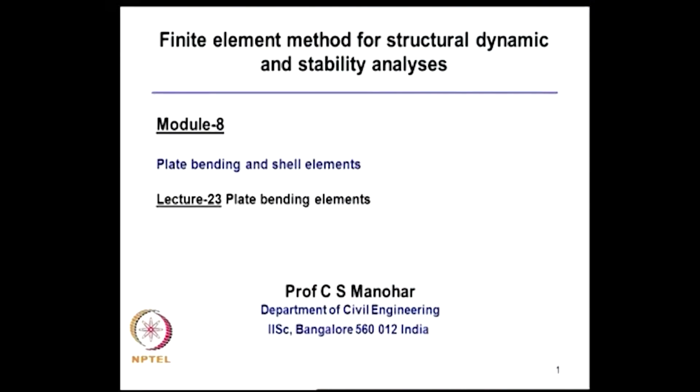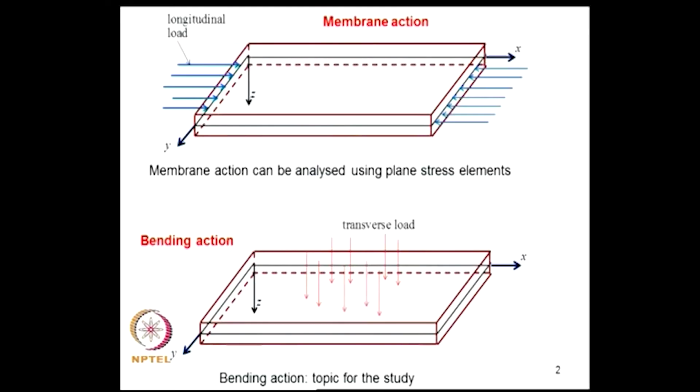We have been discussing analysis of plate bending elements. In the last class we started discussing the basic formulation. So, we considered a thin structural member as shown here, where the thickness is small compared to the least lateral dimension, and that is the essential feature of a plate, and it can carry load either in its own plane or transverse to its plane.